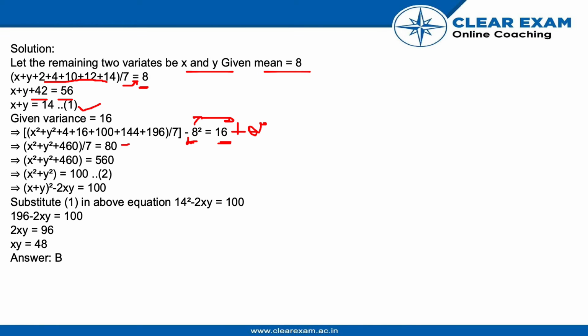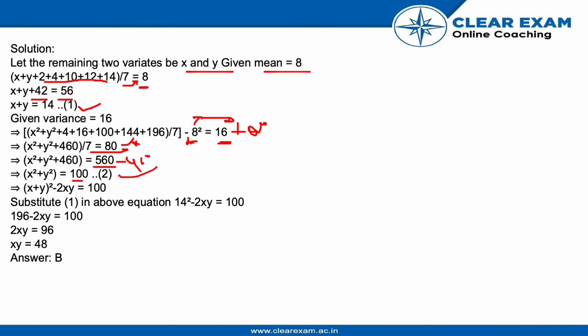So this is 80, and after solving this, 80 into 7 is 560, which comes here and will be multiplied. After solving this, x square plus y square equals 560 minus 460, so 560 minus 460 equals 100. So this is equation 2.